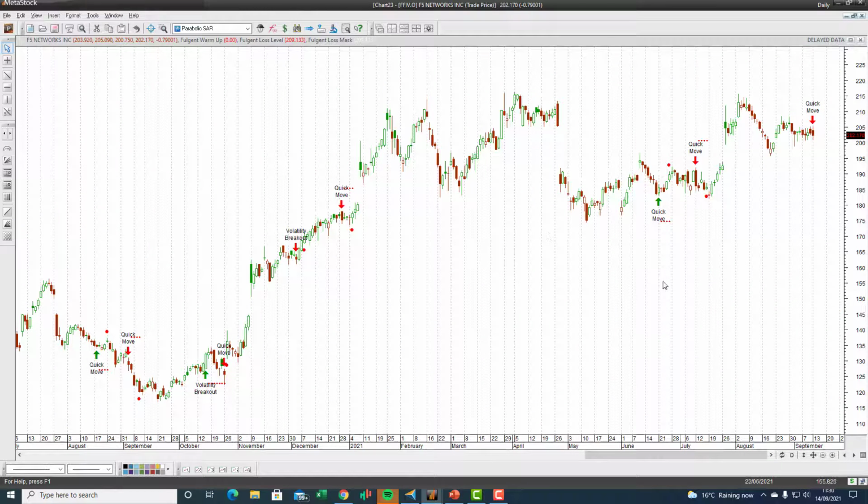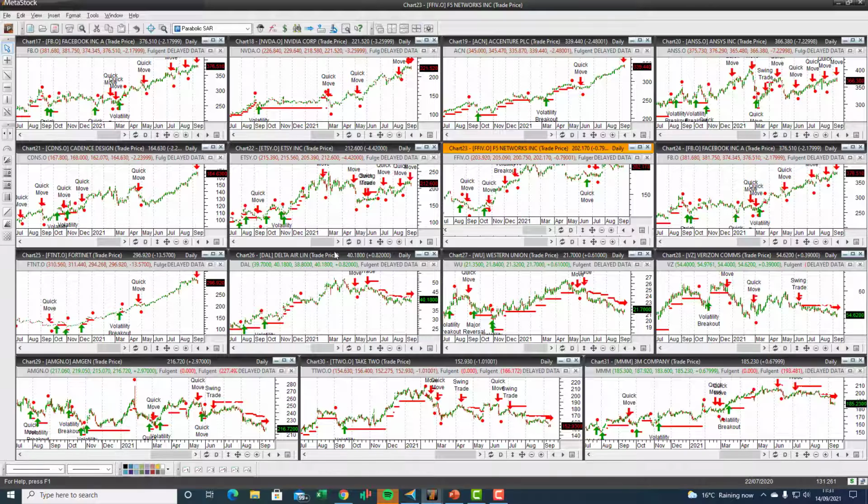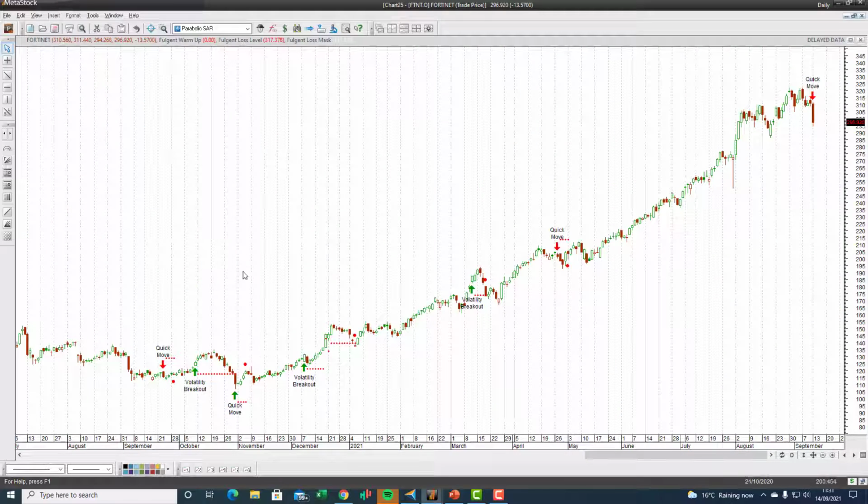F5 Networks, quick move to the downside there. You can see the run up from October captured a couple of nice trades there, but now we have a quick move to the downside. Facebook, we've covered that one. Fortinet, quick move to the downside. You can see the volatility breakout to the upside, volatility breakout to the upside.